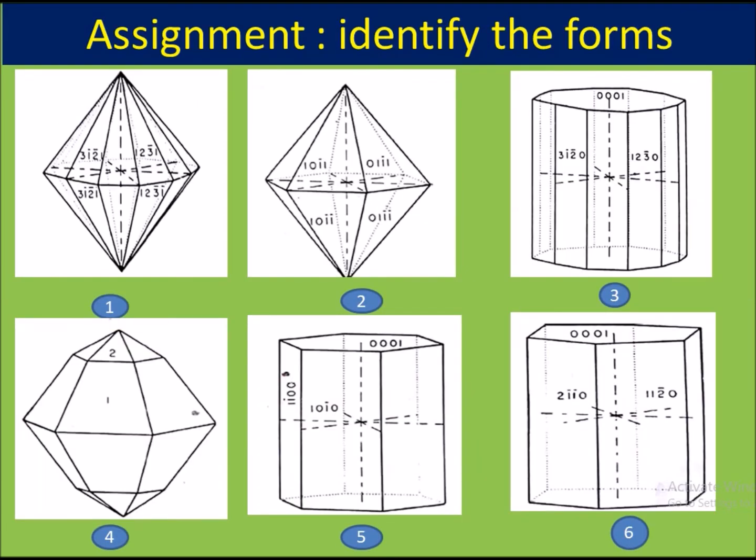Now this is the assignment for you. Students have to identify these various forms of the normal class of hexagonal crystal system, and in the comment section or in the assignment form you have to write the name by denoting 1. So you can answer it like that: 1 name of the form, 2 name of this form, 3 name of this form, 4 name of this form, and like that. Okay, so if you listen to the lecture carefully, you will be able to attempt this assignment.